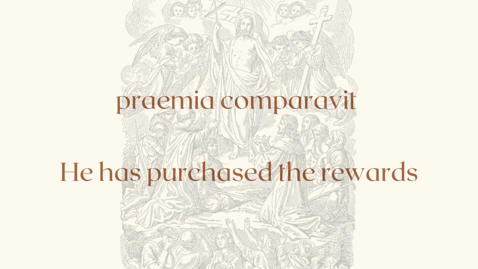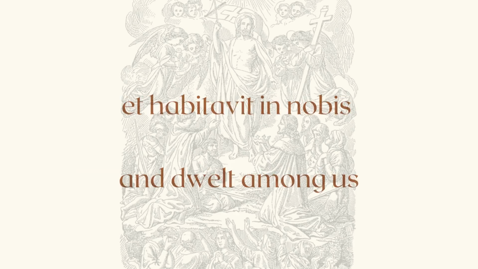Next one, premia comparavit. He has purchased the rewards. Comparavit is the perfect tense of the third person singular form of comparare, to prepare, a first conjugation verb. And premia is the accusative plural form of premium, reward. He has purchased the rewards. Next one, et habitavit in nobis, and dwelt among us. Habitavit is the perfect tense of the third person singular form of habitare, to dwell.